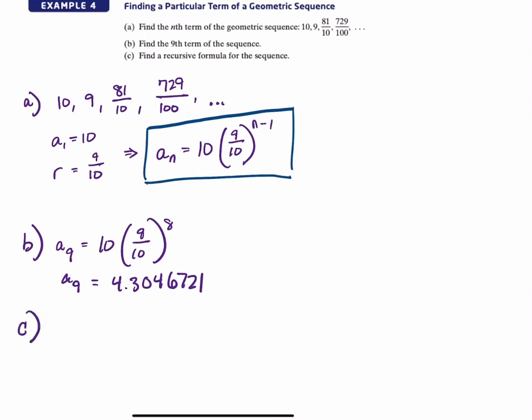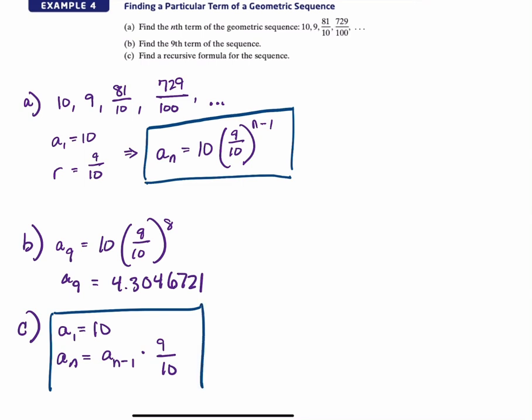Part C asks us to find a recursive formula for this sequence. So for a geometric sequence, a recursive formula, you list out the first term, which is 10, and then our nth term would be the previous term, a sub n minus 1, times our common ratio of 9 over 10. So that's the nth term formula, but we can also find sums of geometric sequences.